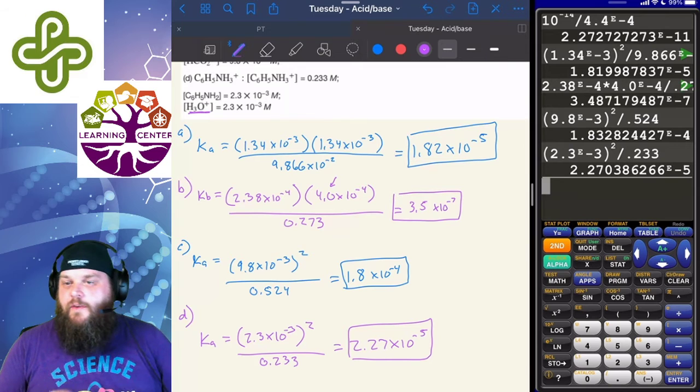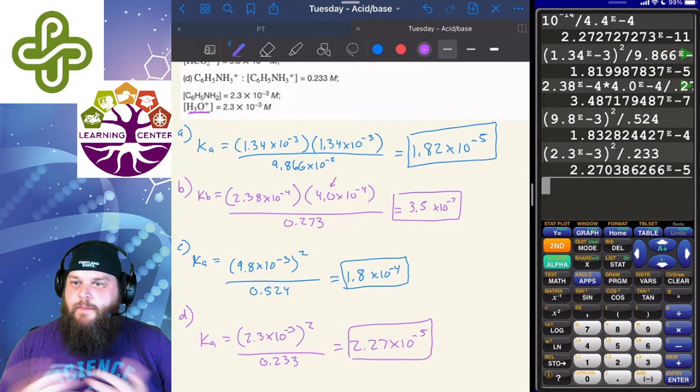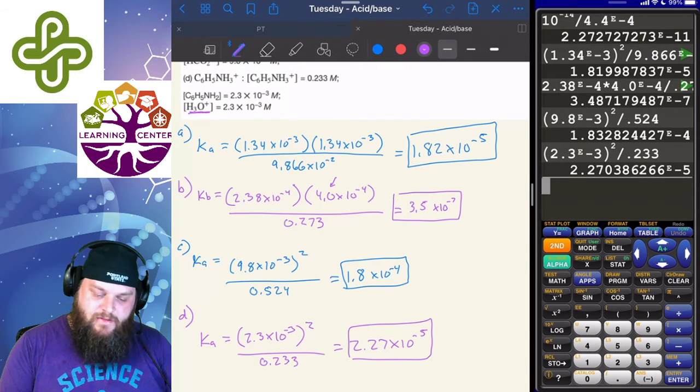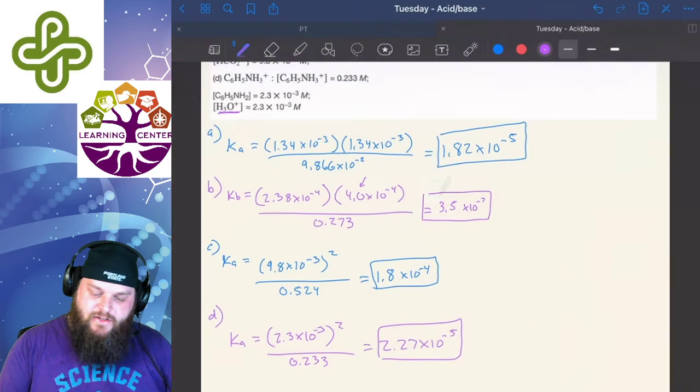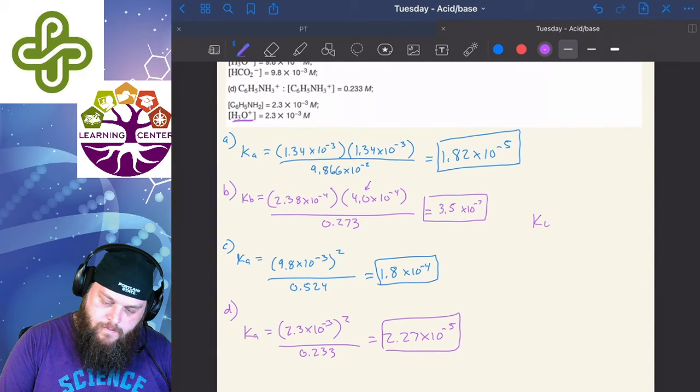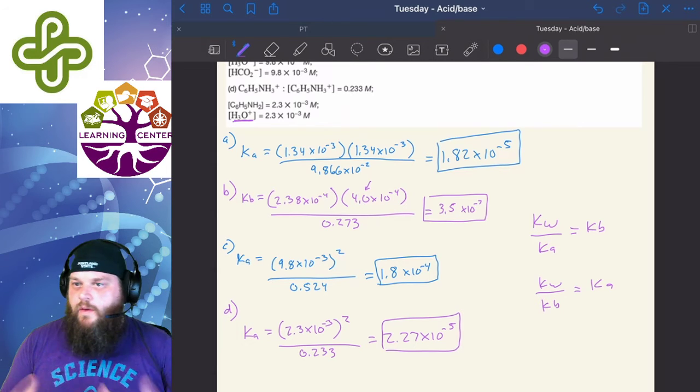So for all of these, if I wanted to find the Kb values or the Ka values, the other constant, I can just take Kw and divide by Ka to equal Kb, or Kw divided by Kb to equal Ka, if you ever want to find one from the other.